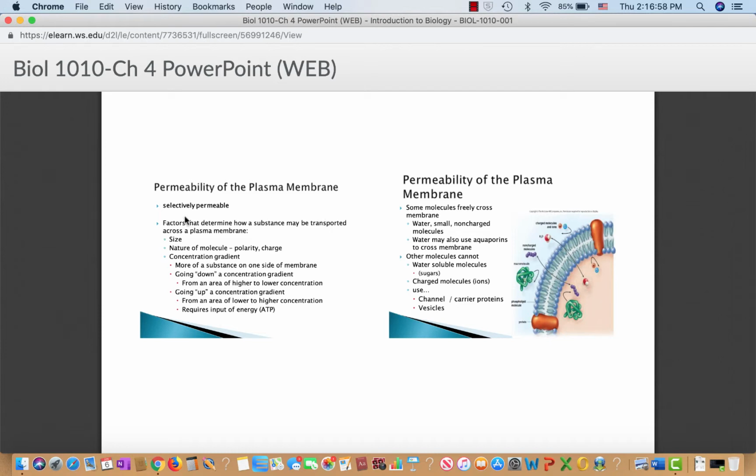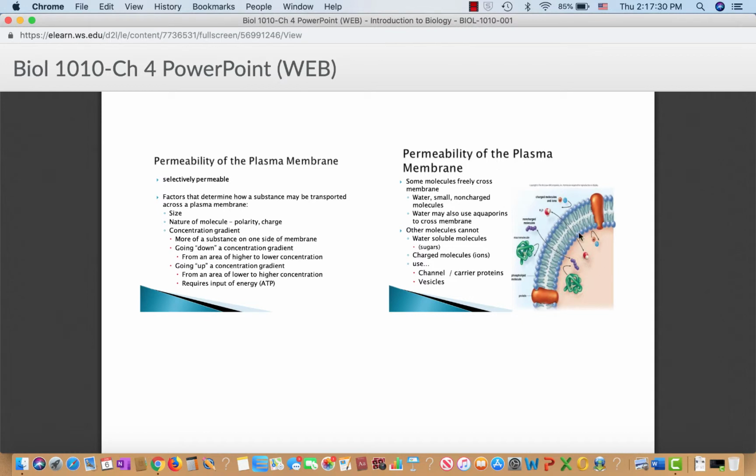Permeability of the plasma membrane. So it is selectively permeable, meaning some things can go in and some things can't. And this is influenced by the size, the nature of the molecule, meaning like polarity and charge, and concentration gradients. Typically things will move down a concentration gradient from high concentration to low concentration. If you want to go up a concentration gradient, that requires the input of energy, and you'll have to use a pump to do that.